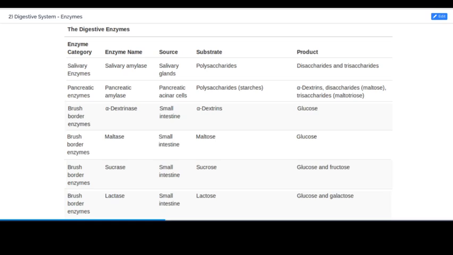Sucrase breaks down sucrose, what we also call table sugar, which is a disaccharide of glucose and fructose, and so it's going to break it down into an equal mix of those two monosaccharides. And then lactase breaks down lactose, which is milk sugar, and that breaks the disaccharide of glucose and galactose down to those individual monosaccharides. I want to talk a little bit more about lactose.